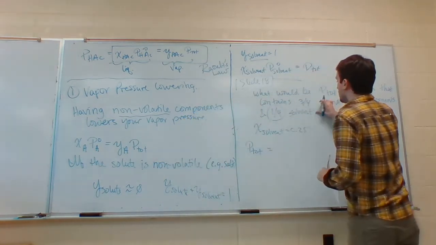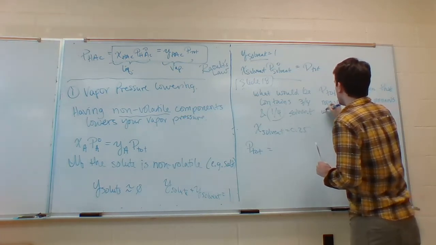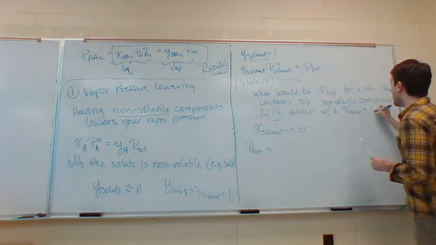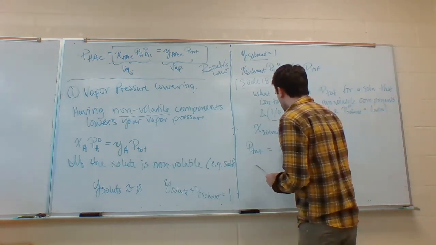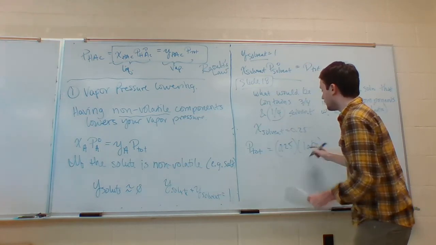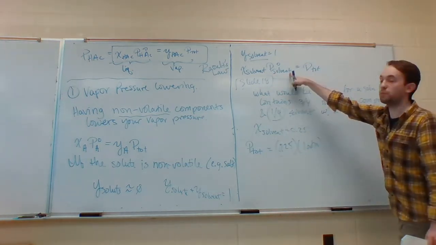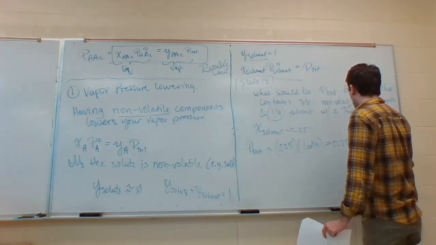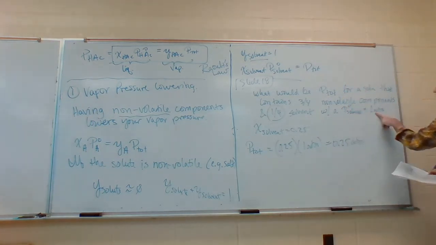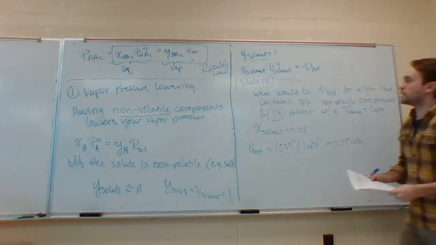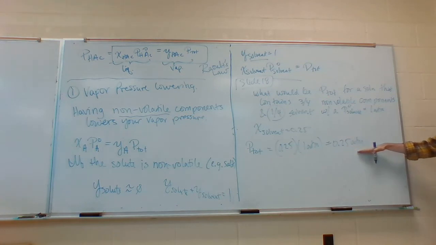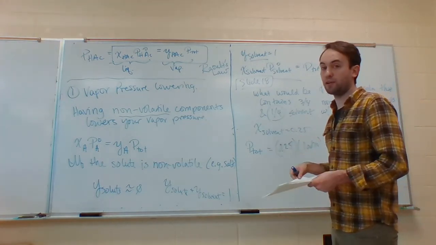let's say that we had this solvent with a P solvent equal to 1 atmosphere, then that would mean that our P total was equal to 0.25 times 1 atmosphere, because we have our mole fraction of our solvent times our pure component vapor pressure, and that would be equal to 0.25 atmospheres. Notice that even though our pure component solvent was 1 atmosphere, since we have a non-volatile component and we have particles in our solution, it lowers our vapor pressure to 0.25 atmospheres. And we will continue to look at some of our other colligative properties next time.